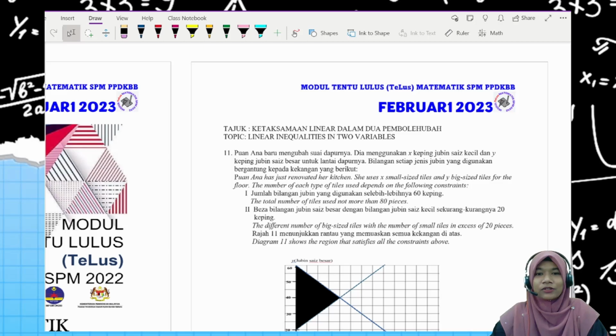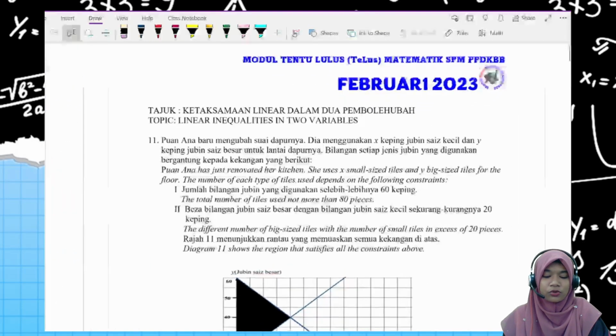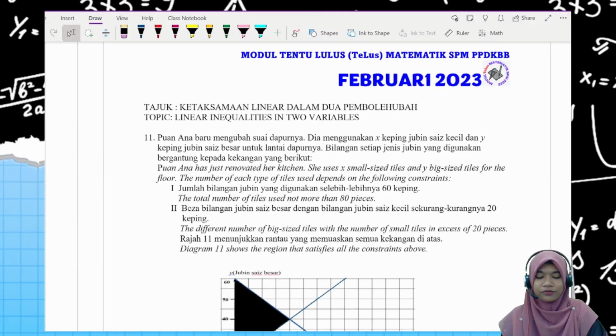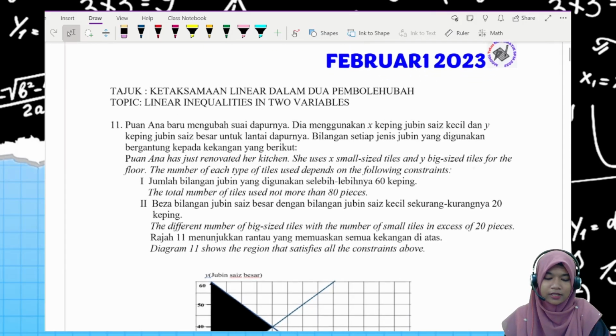Read carefully and understand the situation, and then you have to construct the inequalities based on the situation given. Now I will guide you based on the module given, the module Tentu Lulus, that has been prepared by the PPD. So now we continue with question 11. Refer to your module, question 11.